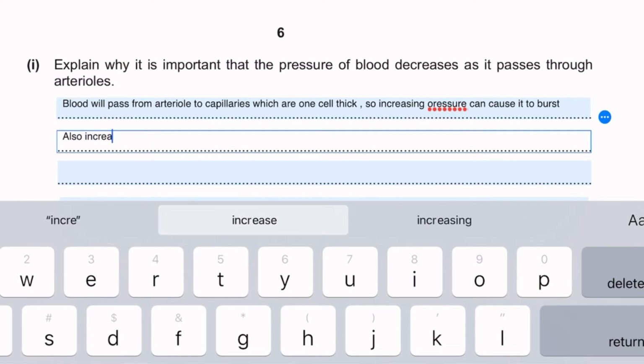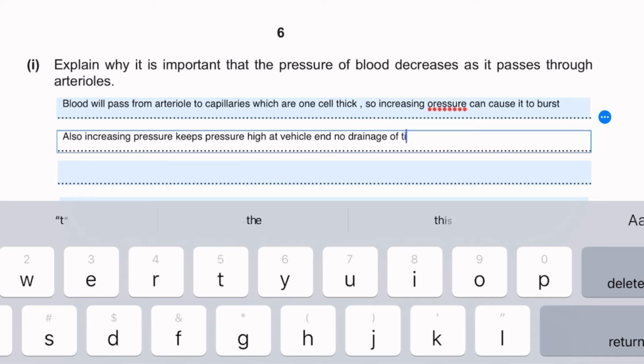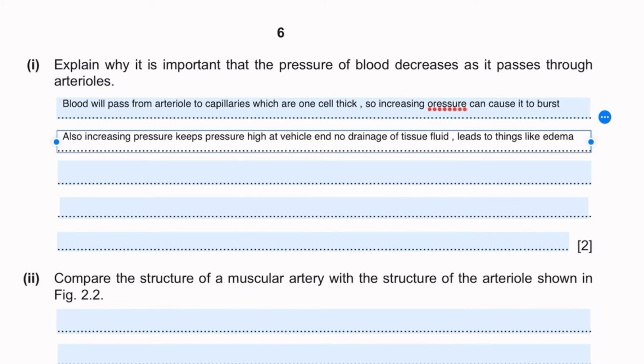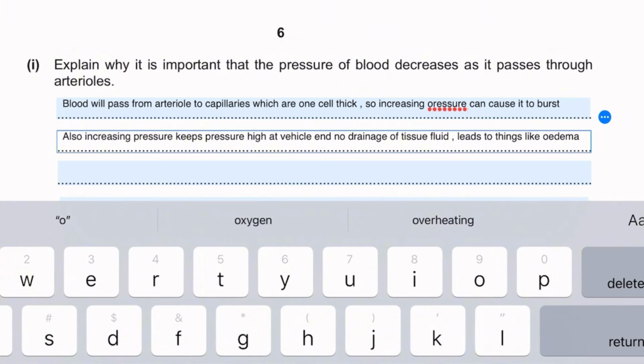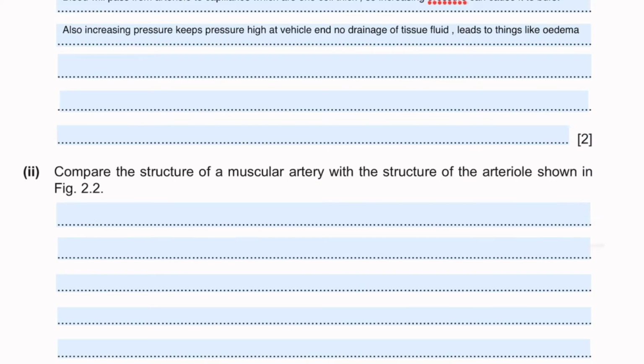increasing pressure keeps pressure high at the venule end, so there's no drainage or little drainage of tissue fluid, and this could lead to things like edema. Now, I'm not sure if I spelled this right for the British curriculum, but it's okay.